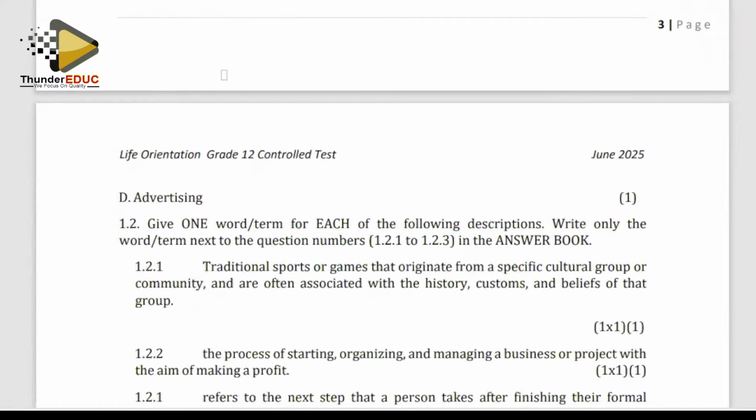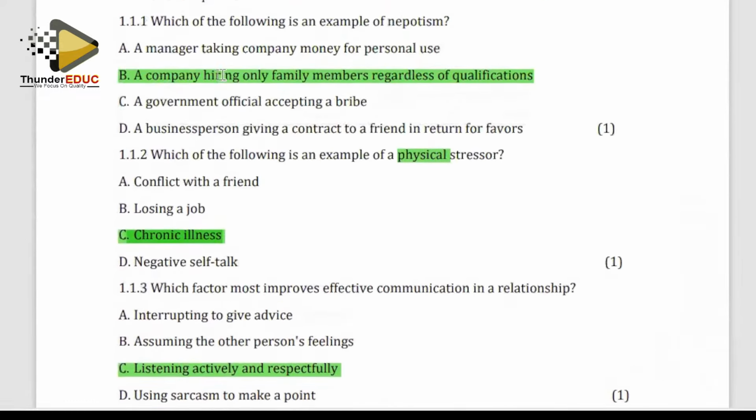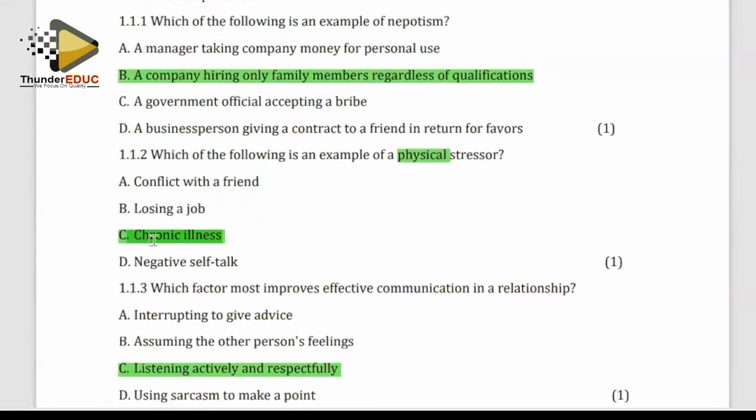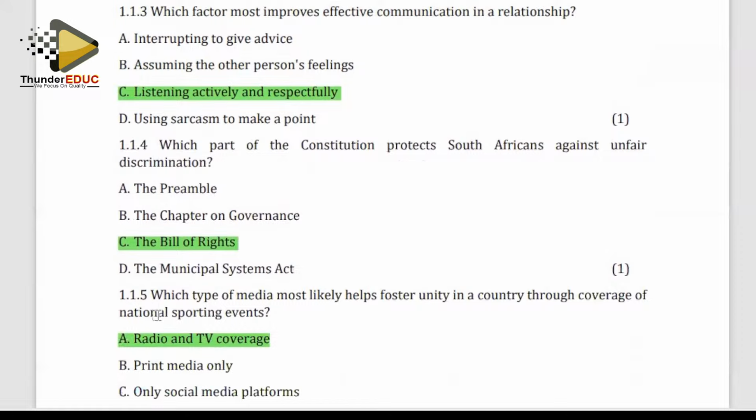So this brings us to the end of the multiple choice questions, whereby I'll just do a quick rundown. Number 1.1.1, that will be your B. Then 1.1.2, that's C. Then 1.1.3, that's also C. Then 1.1.4, that's C as well. Then 1.1.5, that is A.